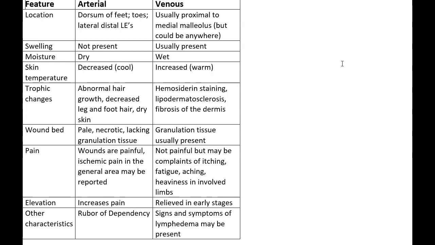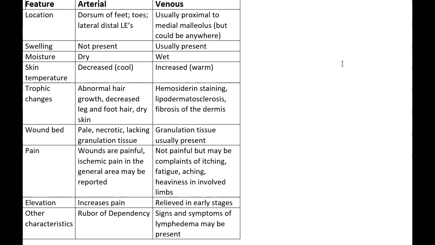As opposed to venous, usually they're not on the feet. Usually they're proximal to the medial malleolus. Usually. They could be anywhere though. So you can't say for certain the wound is on the toe, therefore it has to be an arterial wound. That does not apply. There are some other things you have to consider, but that is definitely more likely to be an arterial wound.